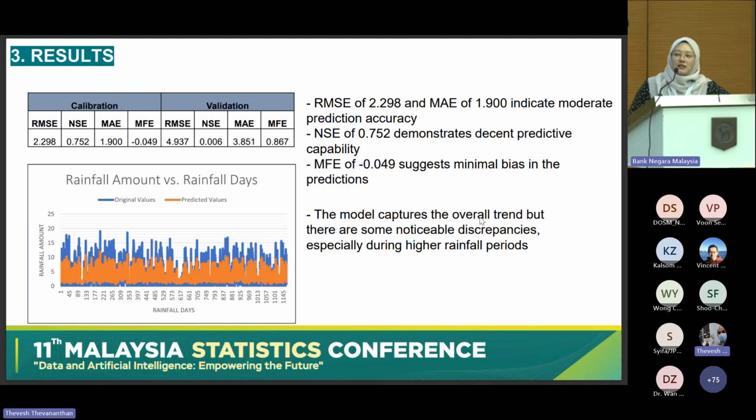The graph below shows rainfall amount versus rainfall days, where the blue one is the original values and the orange one is the predicted values. So the model captures the overall trend, but there are some noticeable discrepancies, especially during higher rainfall periods.